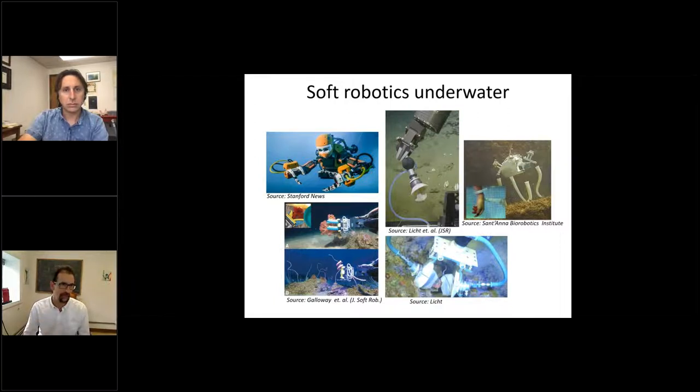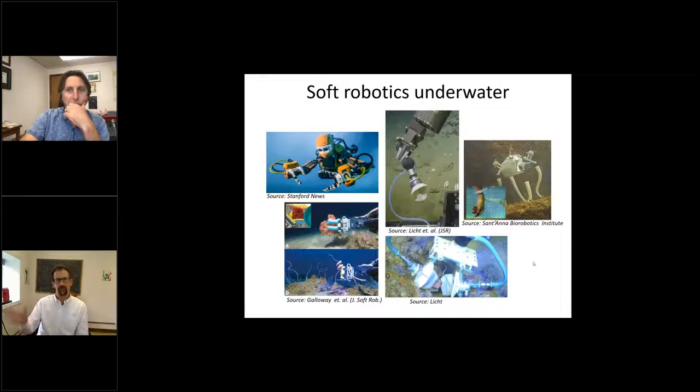There have been efforts from Stanford creating compliant grippers on the end of diver-like robotic systems, to systems that are almost entirely flexible, squid-like or octopus-like structures, such as you see on the right here from the Santa Anna Biorobotics Institute in Italy. There's a lot of work that's gone into creating single fingers that can wrap around objects, and in our lab as well, we've done some work in the past with what we call universal grip.